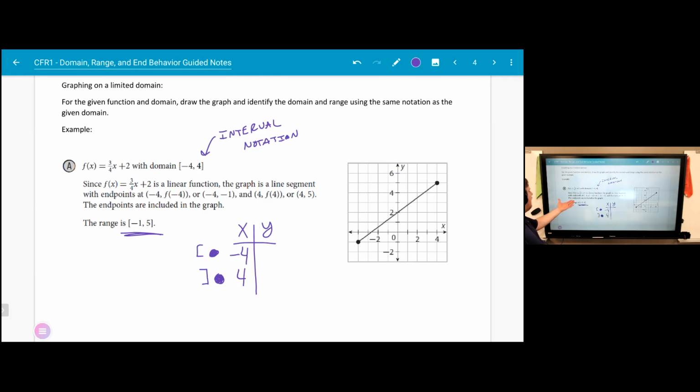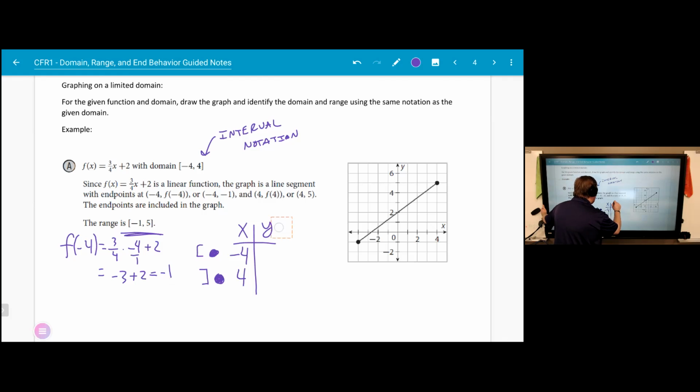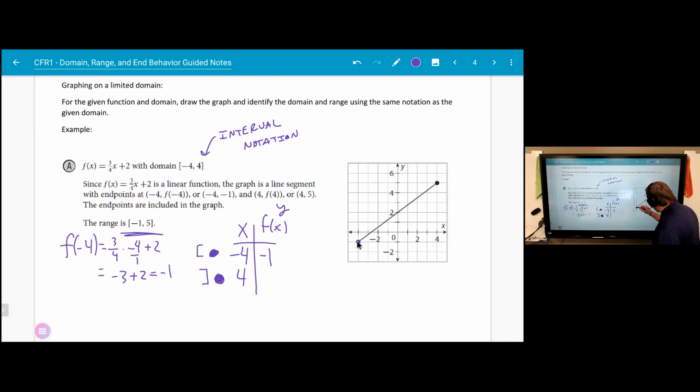Now I plug this in. The value of the function, if I input -4, so f of -4, the value of the function when x is -4, is 3/4 times -4 plus 2. Well, if I multiply this, I've got 3/4 times -4. This ends up being -3 plus 2, which is -1. So the y value, or the f of x value here, would be -1. I would come in here and plot -4, -1, and put a filled in circle because it can include that.